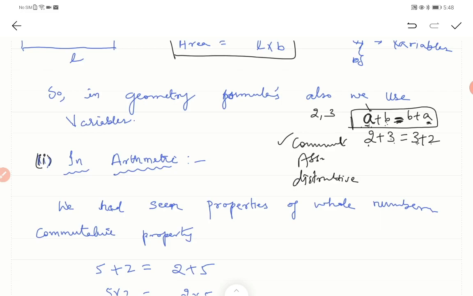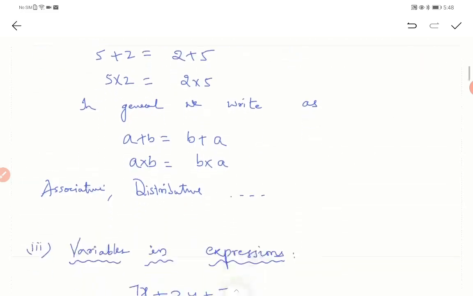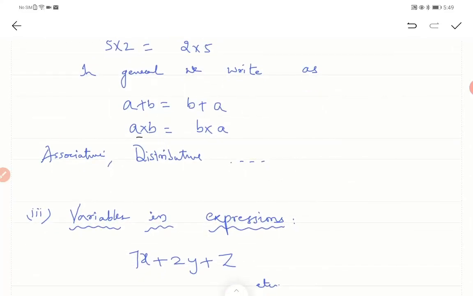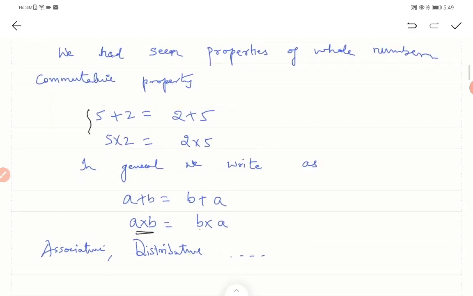We are generalizing the property. Similarly, a into b, we have seen, is b into a. Here is one example: 5 plus 2 you can write as 2 plus 5, and this is the commutative property under addition. I hope you remember these properties. And the commutative property under multiplication: 5 into 2 is equal to 2 into 5. In general we write a plus b equals b plus a, and a into b equals b into a.